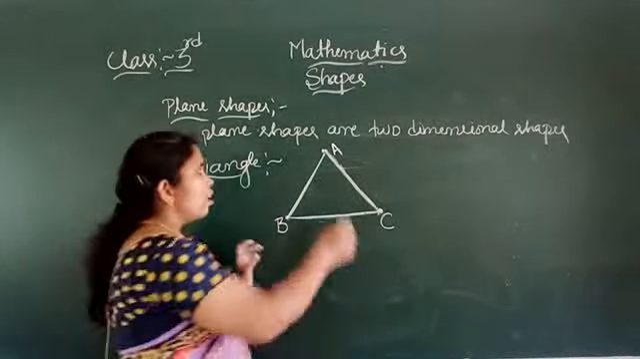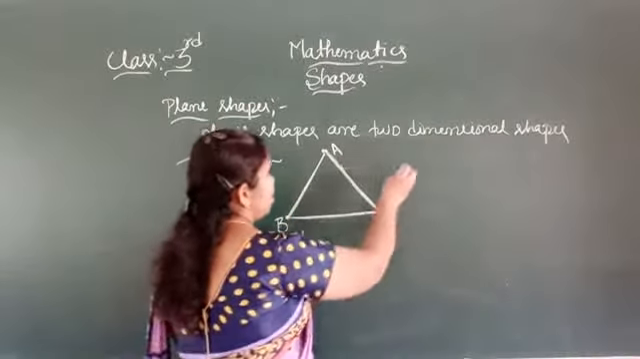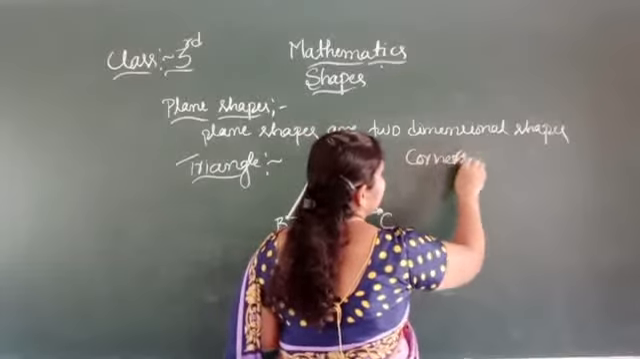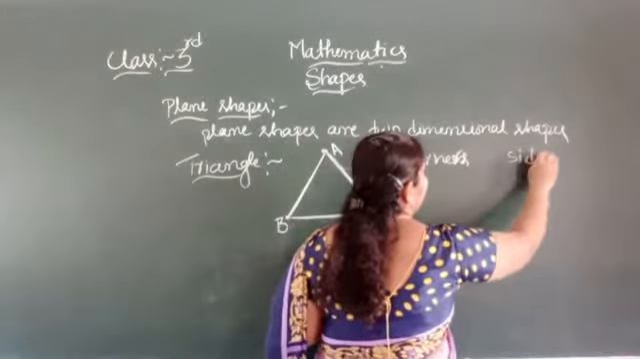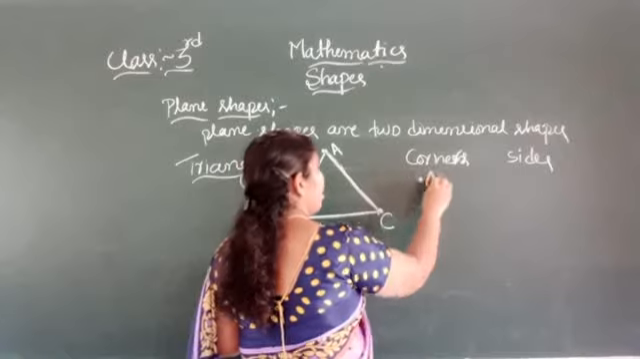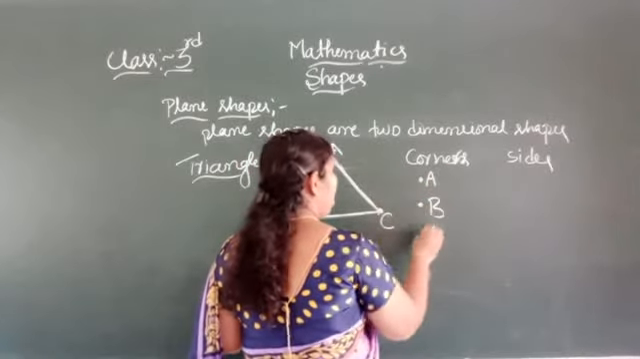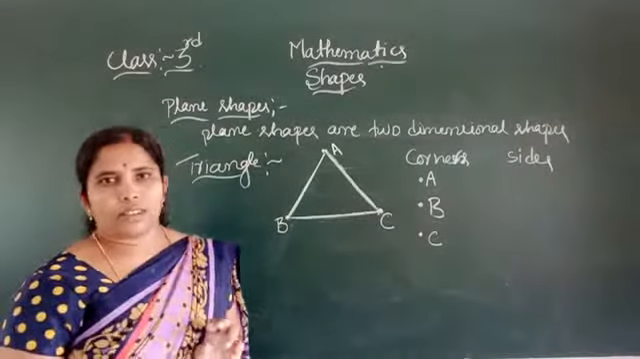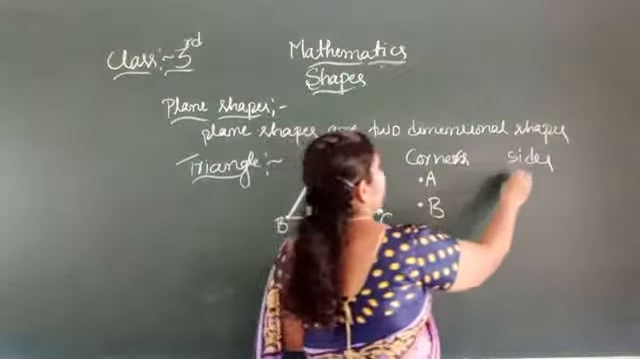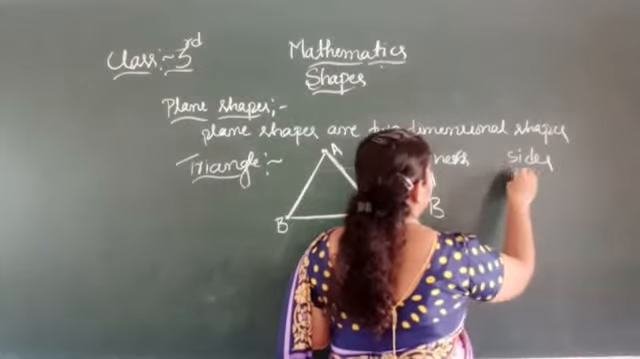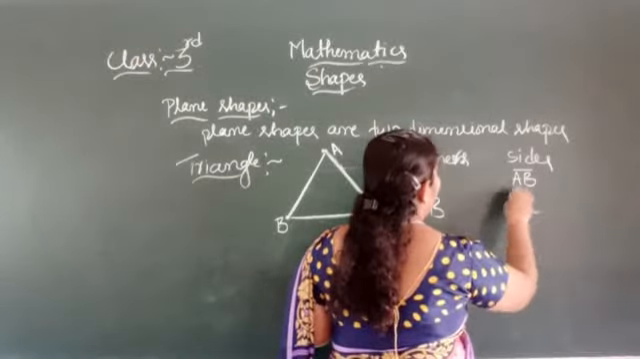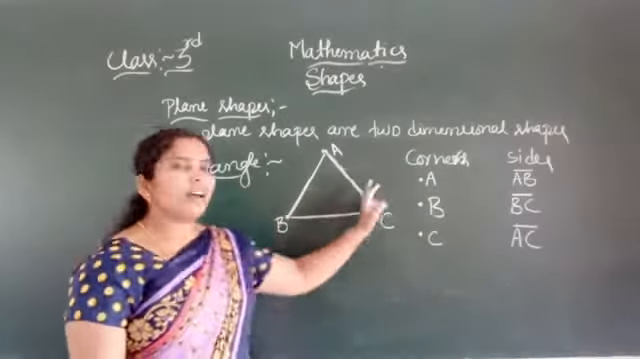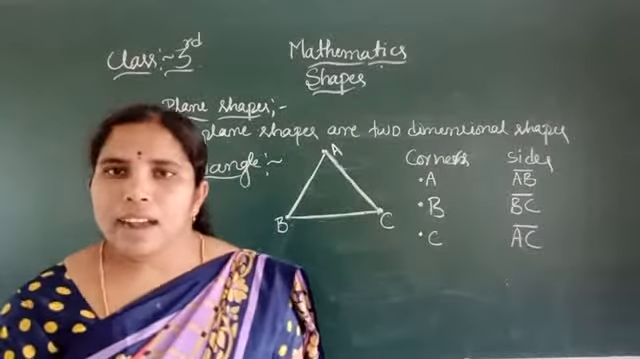See, AB, AC, BC. So we have corners and sides. The corner A, corner B and corner C: these three are the corners. Then the sides are AB, BC and AC. These three are the sides of a triangle.